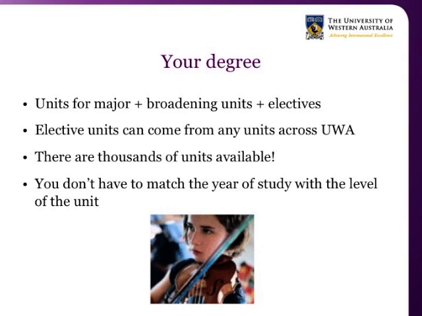In short, your degree is made up of units for your major, broadening units, and electives. Elective units can be units from any discipline across the university. There are thousands of units available, so do some research and find out what's out there.